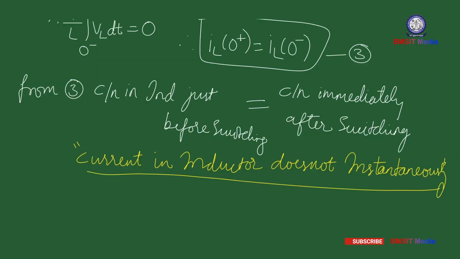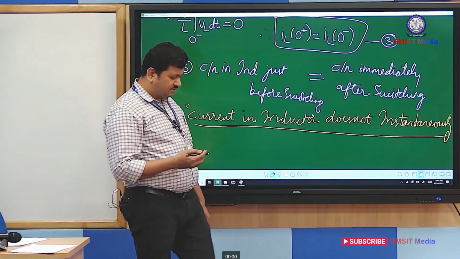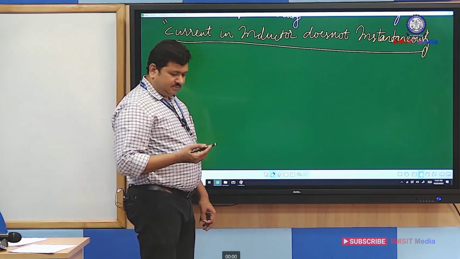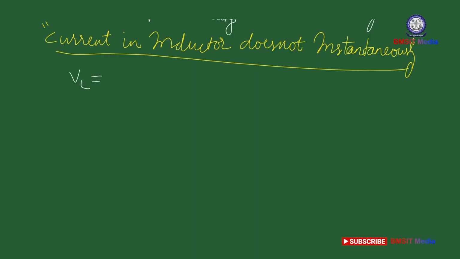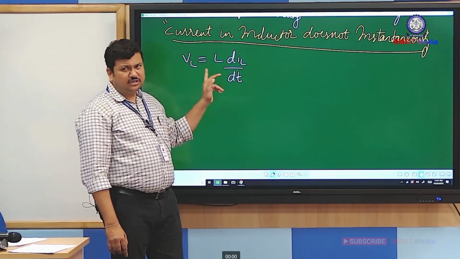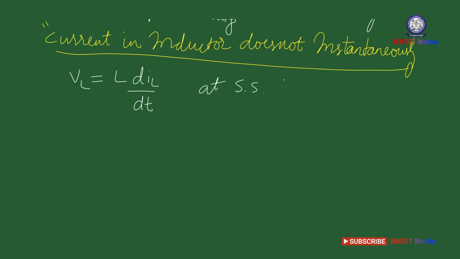So this is the mathematical proof that current lags behind voltage in an inductor, or that the current in an inductor doesn't change instantaneously. If I consider the voltage expression, V_L equals L dI_L by dt. We have seen that under steady state condition the voltage becomes 0. This we have already established. At steady state, V_L equals 0. Therefore the inductor acts as a short circuit.